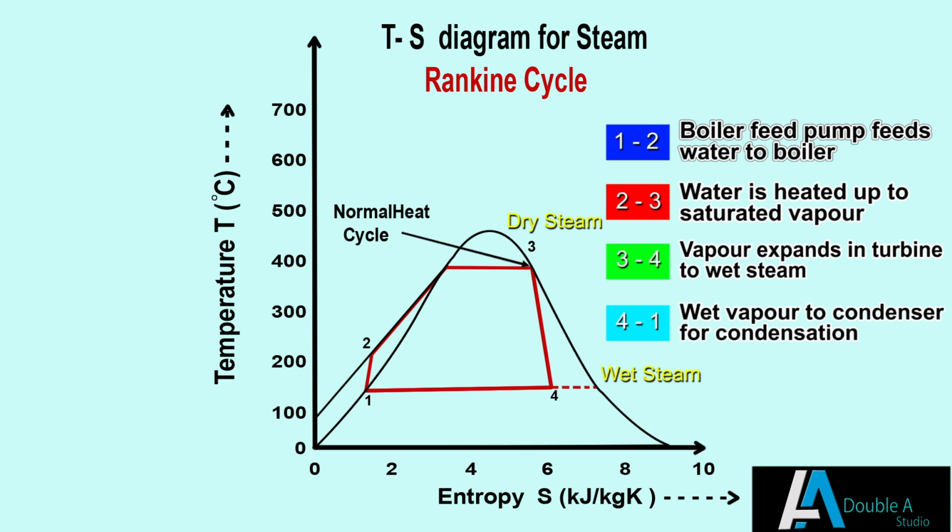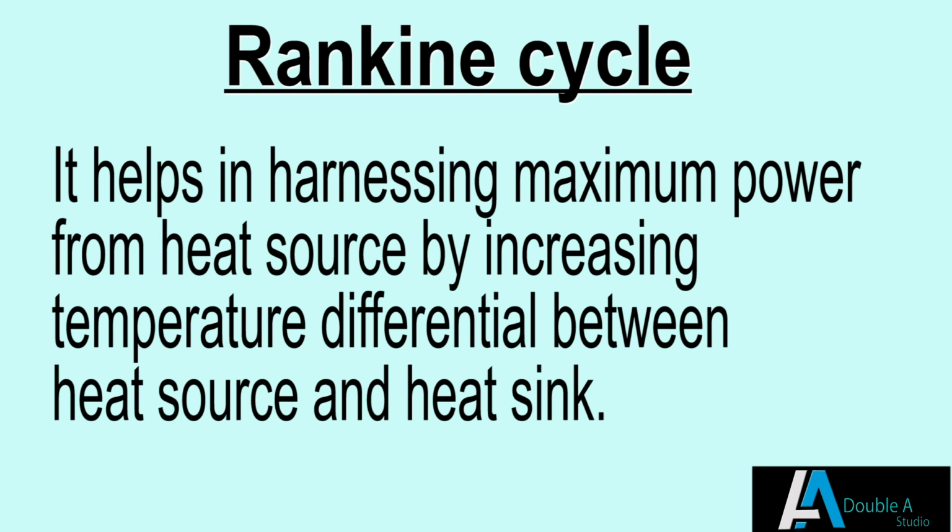Process 4 to 1. Wet vapor then enters condenser, where it is condensed at a constant pressure to become saturated liquid. Process 4 to 1 is constant pressure heat rejection, which takes place in condenser. Condenser is also termed as a heat sink. Rankine cycle helps in harnessing maximum power from heat source by increasing temperature differential between heat source and heat sink.